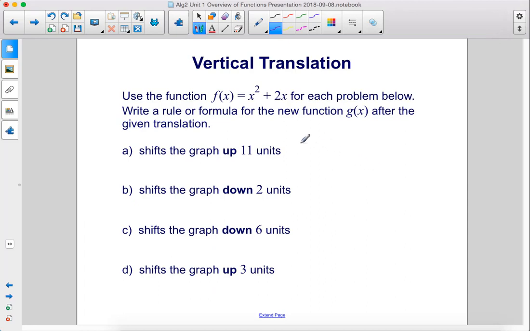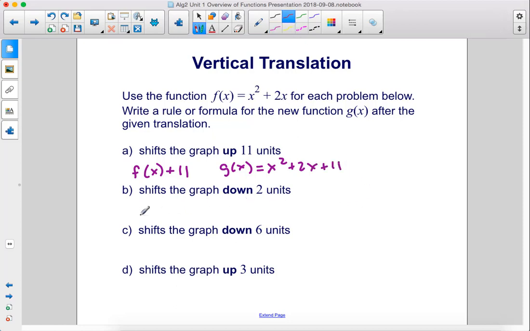Use the function f of x equals x squared plus 2x for each problem below. Write a rule or formula for the new function g of x after the given translation. Shifts the graph up 11 units. So that will be f of x plus 11. So that means g of x is going to equal x squared plus 2x plus 11.